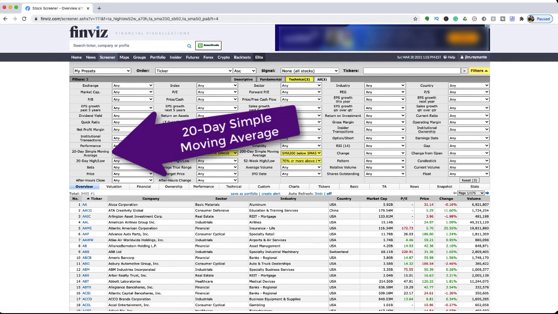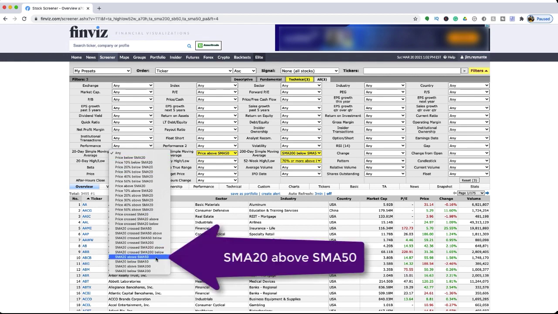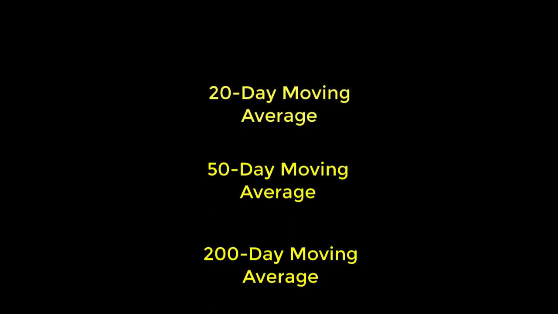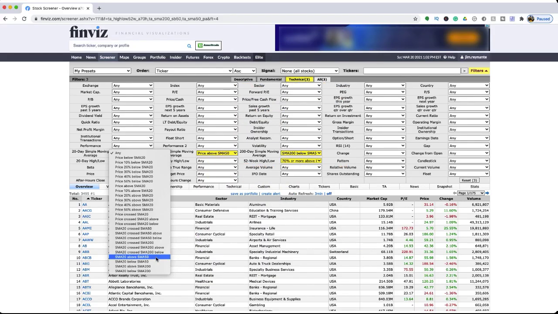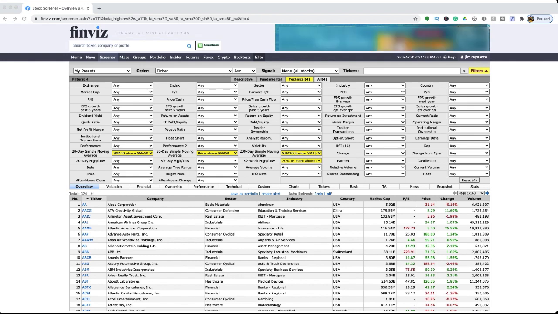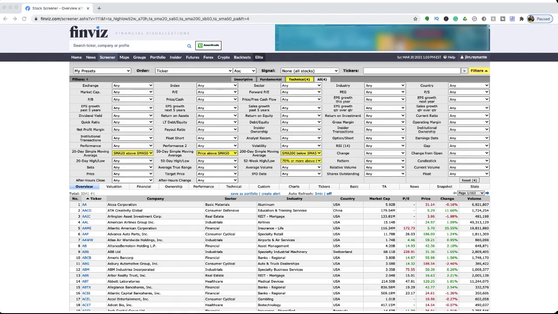Next, I want to set the 20-day simple moving average. So I'm going to click here, and I'm going to specify that the SMA 20 is above the SMA 50. This guarantees that the 20-day moving average is above the 50-day moving average. So now, with these 3 averages set, the 20, the 50, and the 200-day moving average, the way we have it configured guarantees that the 20-day moving average is above the 50, and the 50-day moving average is above the 200. So these criteria work together to filter out stocks to identify stocks that are in a bullish trend.